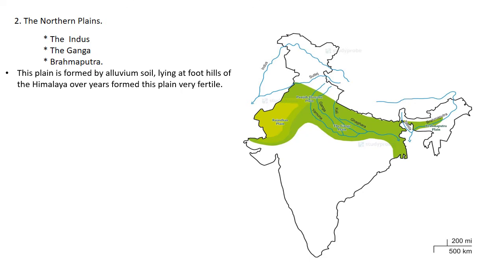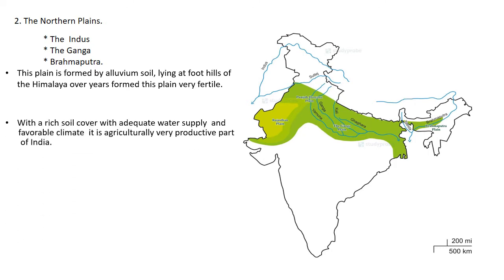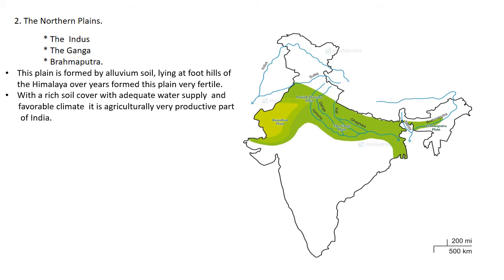This plain is formed by alluvium soil lying at the foothills of the Himalayas, deposited over years, which has made this plain very fertile. With a rich soil cover, adequate water supply and favorable climate, it is an agriculturally very productive part of India.